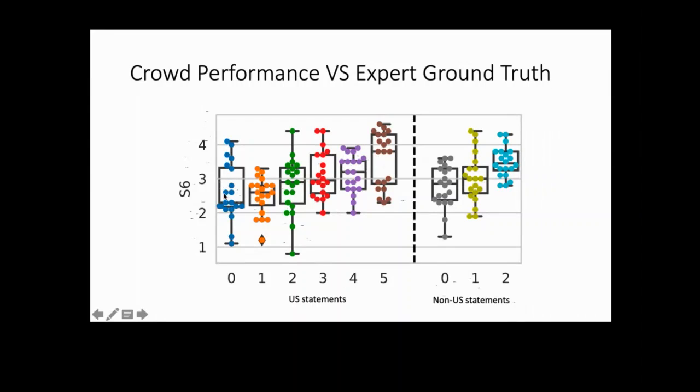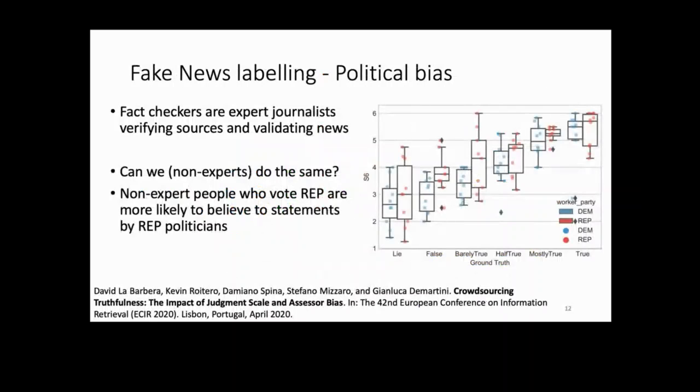You see that when you aggregate the answers from the crowd, the trend is the same as the one from the experts. All the statements at all levels tend to get a higher score from the crowd when they get a higher score from the experts. So the short conclusion is that it is possible to scale up the collection of fake news judgments by means of crowdsourcing. But let's talk again about bias. That's our main focus for the day.